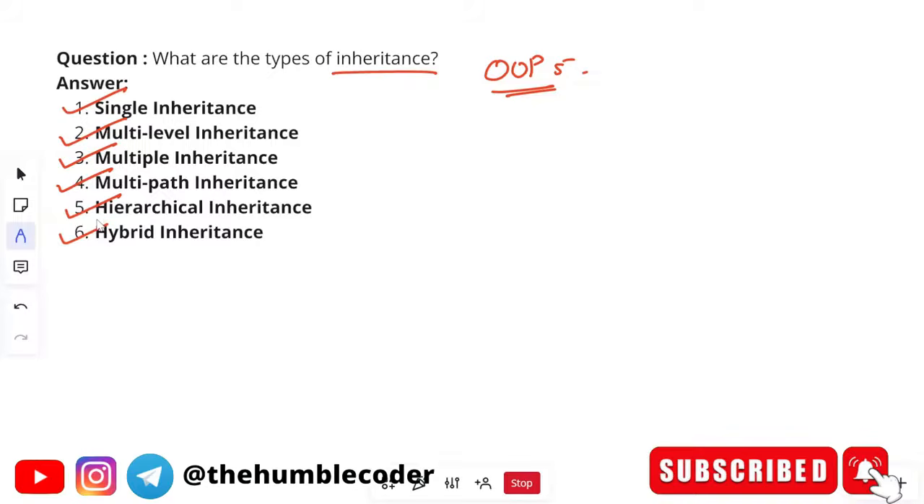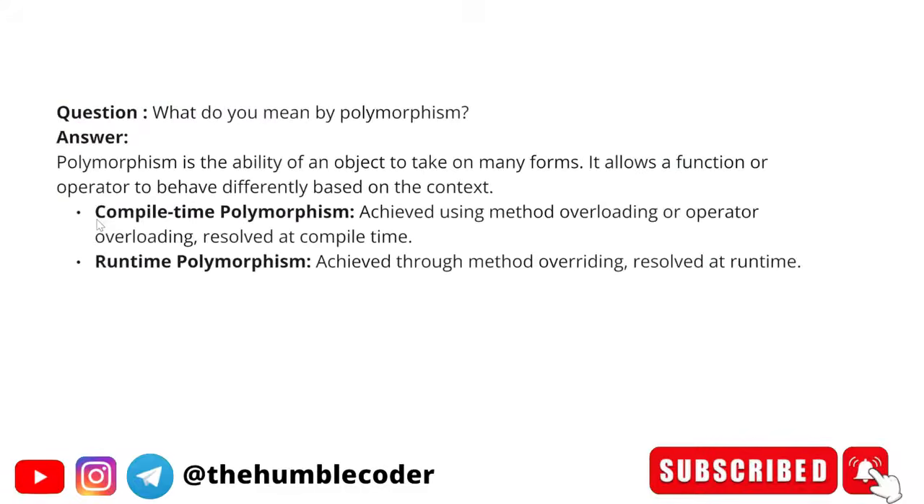Now guys, you are expected to know a basic one-paragraph or two-sentence answer for all these types of inheritance. You should know what each inheritance is and what happens in it. But I have not included all of that detail here. I have just included the types of inheritance. Okay, let's move on to the next question now.